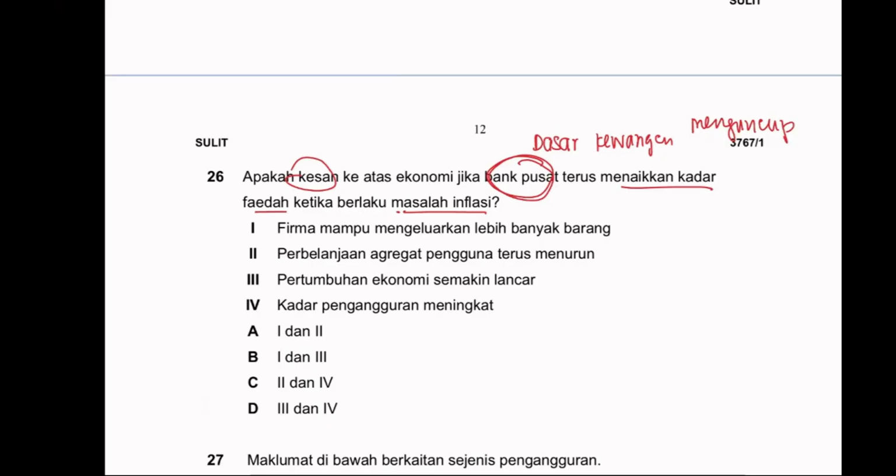When raise the faedah, firms produce more thing or less thing? Produce lesser thing. Why? Because it's too expensive for them to borrow money. They can't borrow, they can't expand. Perbelanjaan menurun? Yes. Why? Because you can't borrow money, it's too expensive, then you cannot buy things. Okay? And then, yeah, pengangguran meningkat. Because the firms, when they cannot run properly, they will start to cut costs through buang kerja. Yes. And the next one.